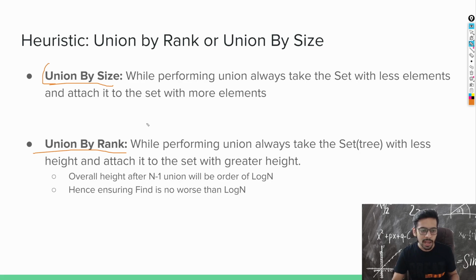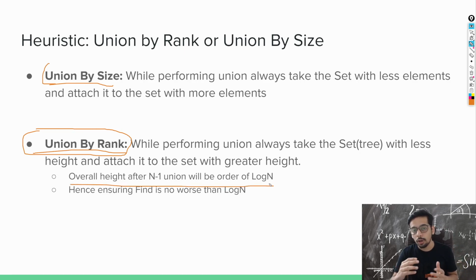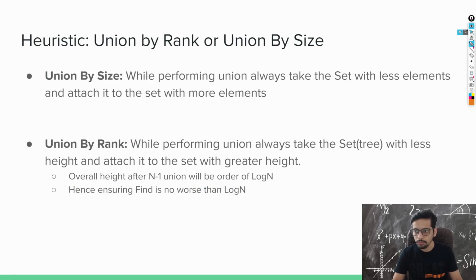Or you can take the two trees, and whichever has lower height, attach it to the one that has higher height. And just by ensuring union by rank, what you're essentially ensuring is that the overall height of the tree does not go above order of log n. So it will be sometimes log n, but not more than that. That already reduces your find's complexity to log n, which is amazing. But we can do better actually. Let's see how.